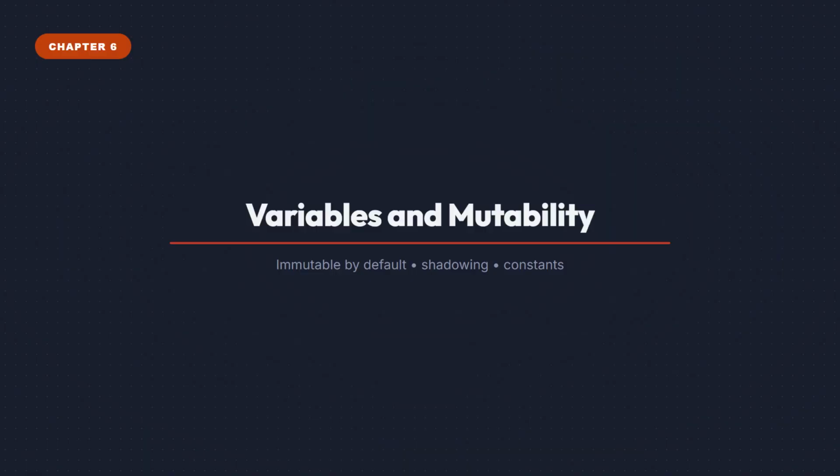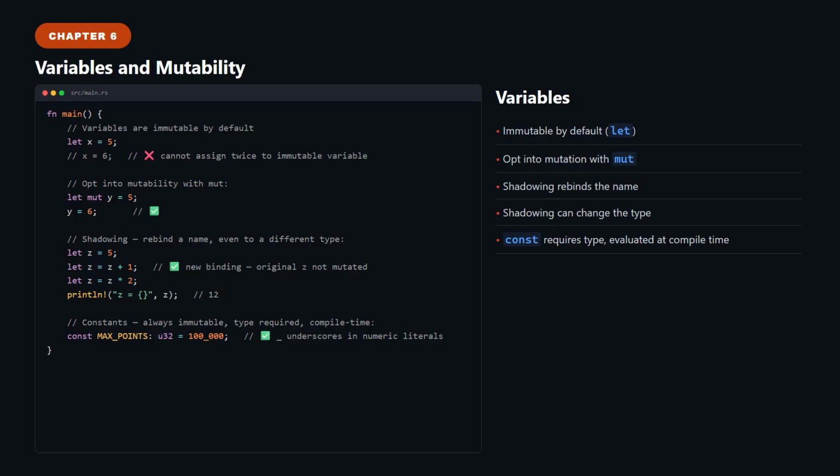Chapter 6. Variables and mutability. Immutability by default isn't a restriction, it's documentation. When you read let x equals 5, you know the value never changes. When you read let mut, you know it might. This makes code easier to reason about.